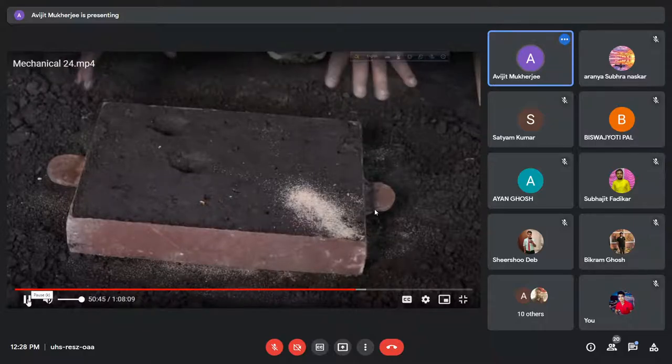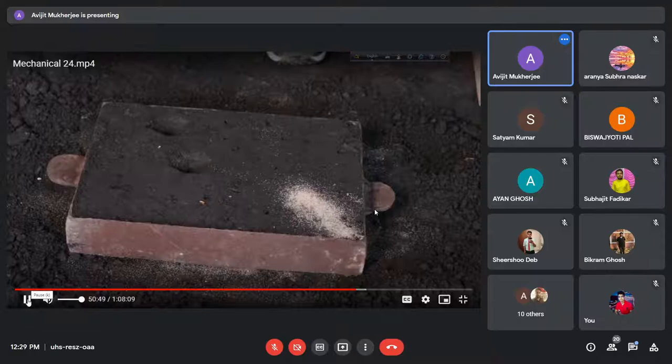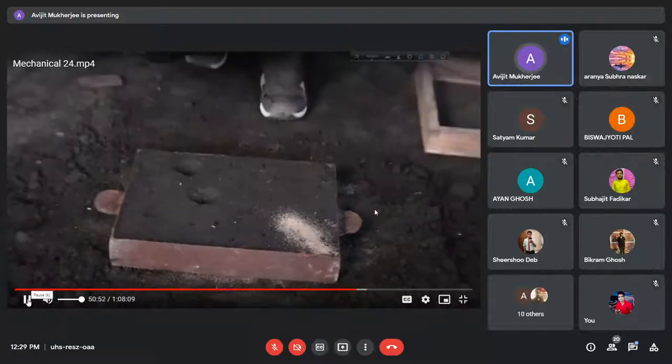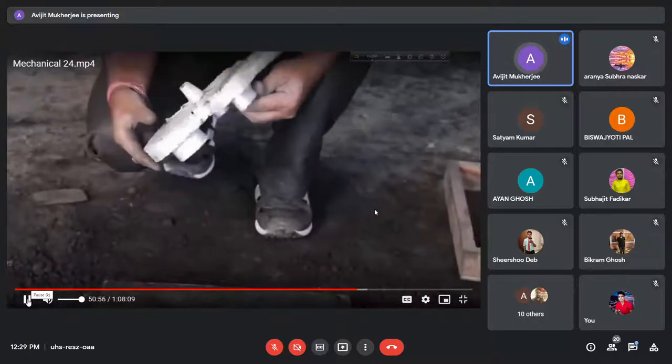Once the metal is cooled, we just take it out from the mold cavity and we get this solid structure. This is basically made of aluminium, which has been poured and made.